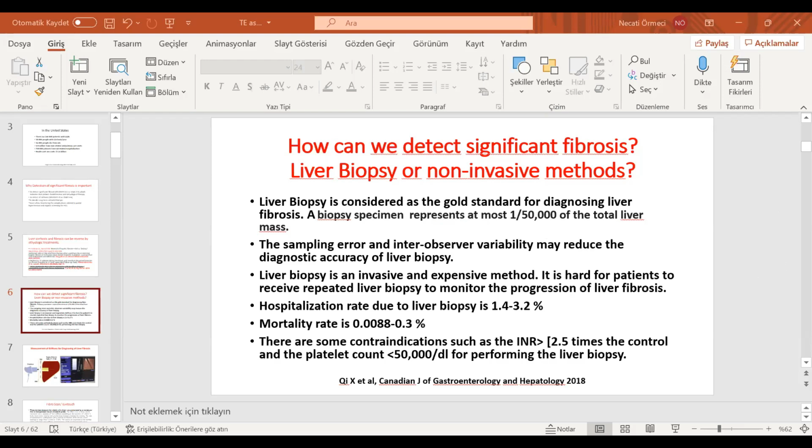Liver biopsy is an invasive and expensive method. It's hard for patients to receive repeated liver biopsy to monitor the progression of the disease. Also, liver biopsy has complications. For example, hospitalization rate 1.4 to 3.2%. Mortality rate is 0.008%. Also, there are some contraindications such as higher INR, more than 2.5 times, and lower platelet count, less than 50,000 per deciliter. These are the contraindications for doing biopsy.